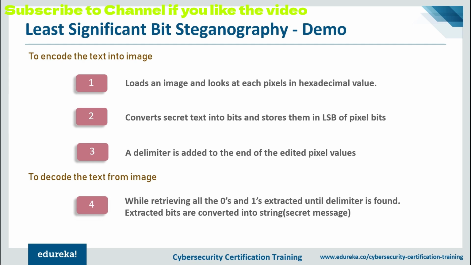Suppose you want to retrieve the message, all you have to do is extract zeros and ones from the string object and convert the binary form into string format. That way you can get your secret message, or the receiver can extract the secret message.